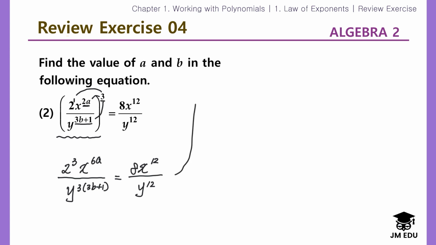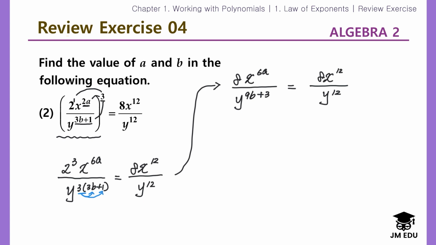So let's rewrite this expression right over here. We have 2 cubed, which is equal to 8, and x to the power of 6a. If we look at this denominator right here, that's 3 times 3b, 3 times 1. So that's going to be y to the power of 3 times 3b, that's 9b, 3 times 1, that's plus 3. And this is equal to, again, 8x to the 12 over y to the 12.